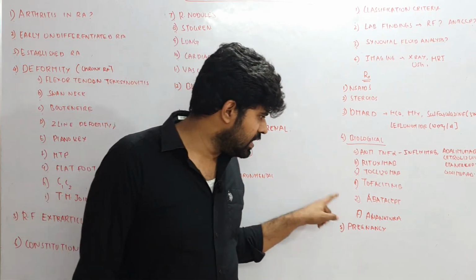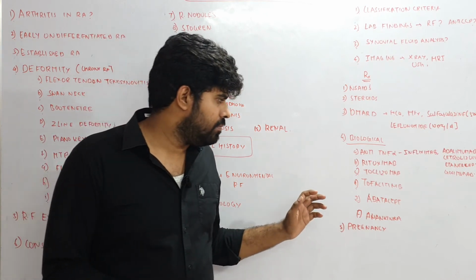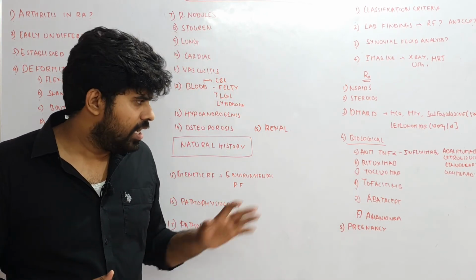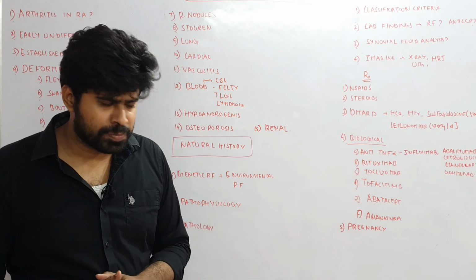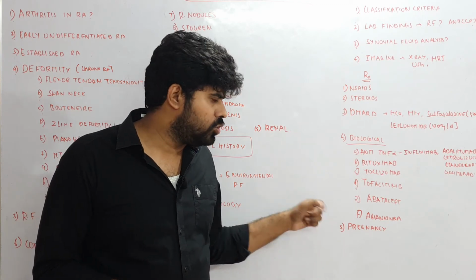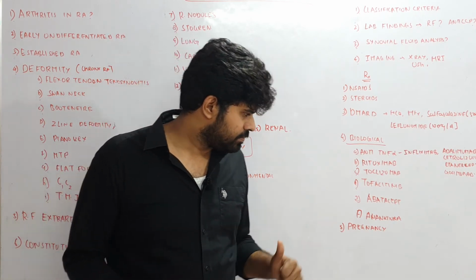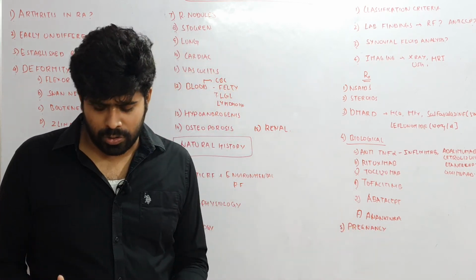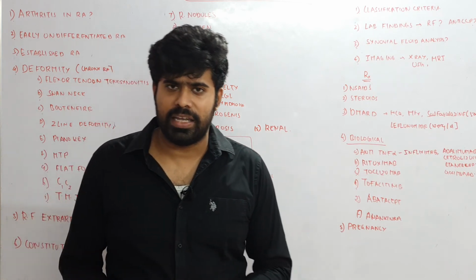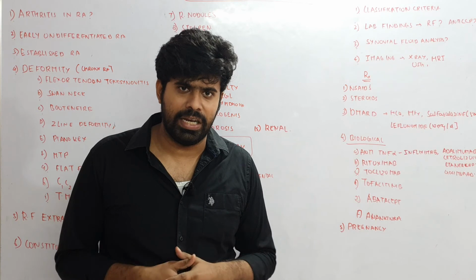Then anakinra is a recombinant interleukin-1 antagonist. This can be used in multiple conditions apart from rheumatoid arthritis, but in rheumatoid arthritis it is not much effective. It can be used in adult onset Still's disease or juvenile inflammatory arthritis. In these conditions, anakinra can be given. Apart from this, you can go for physiotherapy, or surgical implants can be tried in refractory cases, but the efficacy is not much. Physiotherapy can be given for pain relief.